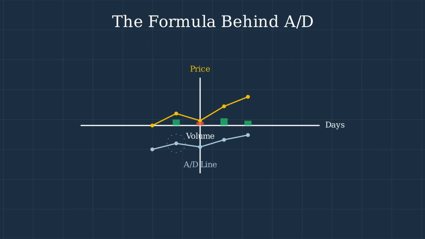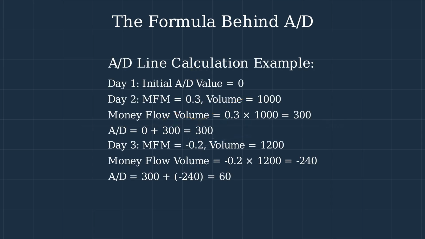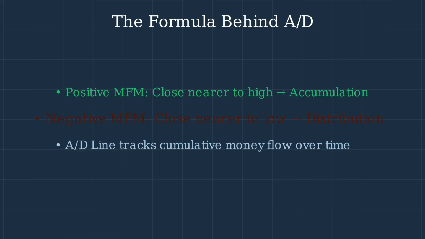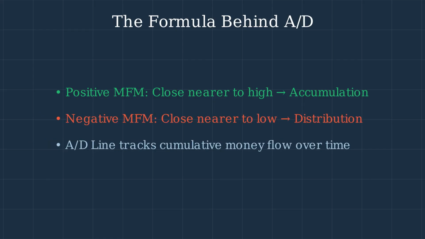This chart illustrates how the AD line accumulates over time. When price closes higher in the range, it adds to the AD line. When it closes lower, it subtracts from the line. Let's walk through a concrete example of calculating the AD line over multiple days. To summarize the AD formula, positive money flow multipliers indicate accumulation, negative values indicate distribution, and the AD line tracks this cumulative flow over time.